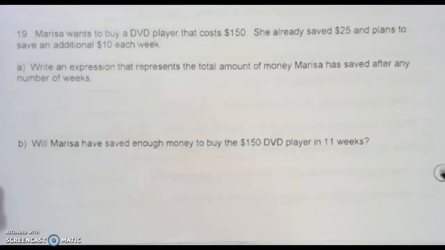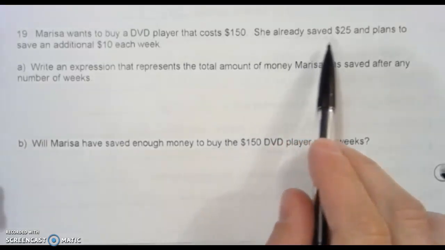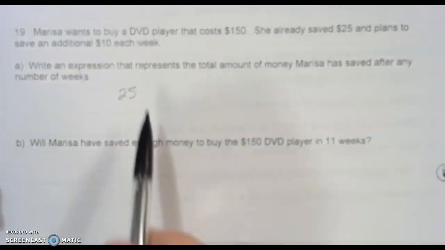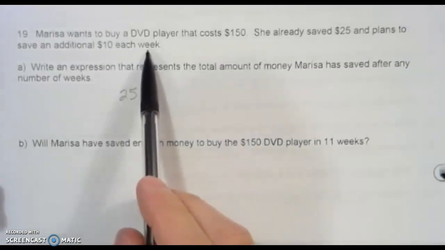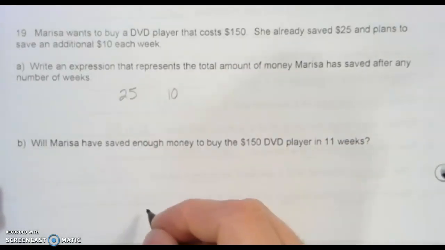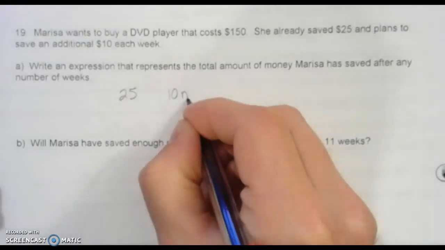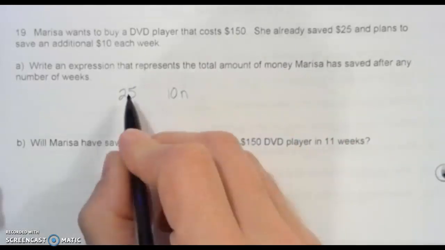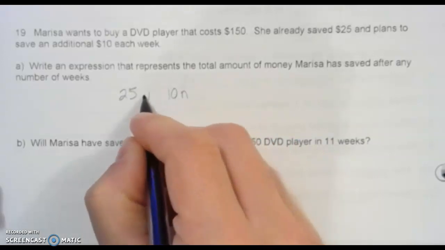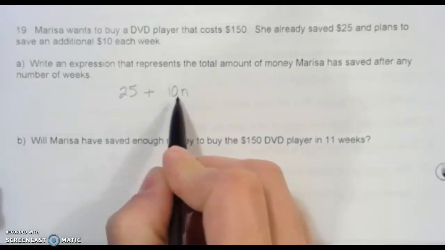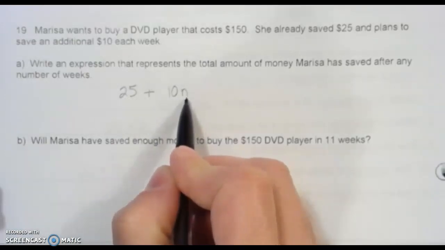We were told before that she's already saved $25, so let's start with $25. And we're told that she's going to save $10 each week. In order to figure out how much that would be, we have to take our $10 and multiply it by any number of weeks. So let's use the variable n for that. n is going to represent our number of weeks. And now in order to figure out the total amount saved, all we have to do is add these two together. She's got $25 currently, and she's going to save an extra $10 each week. n represents the number of weeks.